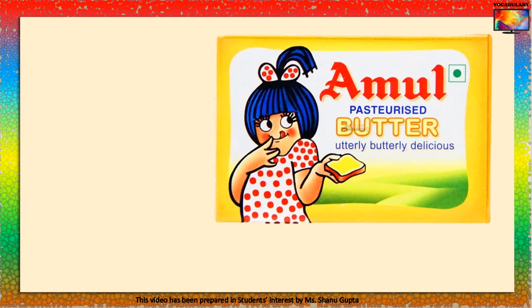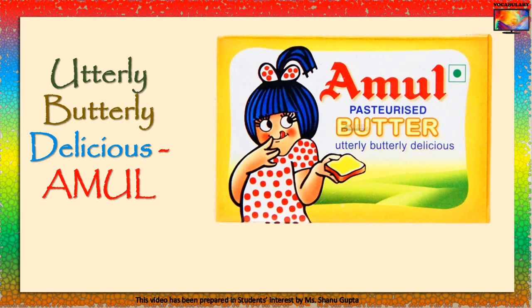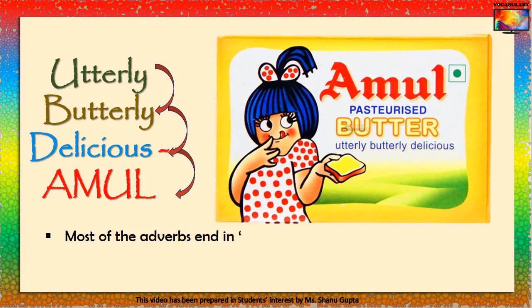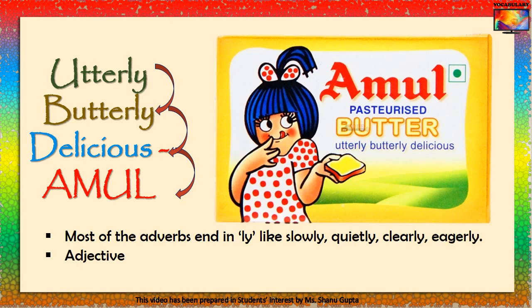All of us have seen this tagline of the popular brand Amul. Utterly, butterly, delicious Amul. Now see, delicious is an adjective describing the taste of the brand Amul. The word butterly tells you delicious in what sense? Butterly delicious. The word butterly adds on to the adjective delicious. So, butterly is an adverb. And utterly further adds on to the meaning of butterly, telling you the degree to which the butter of Amul brand is butterly. Since utterly modifies the fellow adverb butterly, it's an adverb too.